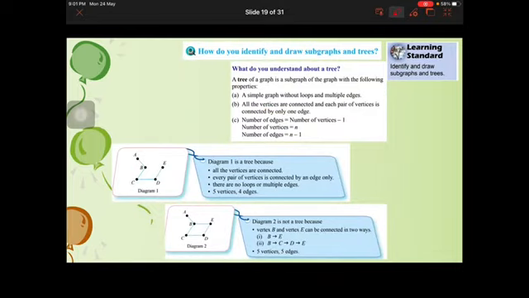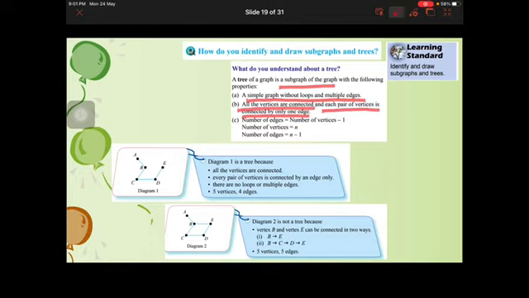Now how about tree? This is now subgraph, and this time is tree. A tree of a graph is a subgraph of the graph with the following properties. A simple graph without loops and multiple edges. Okay, it must be a simple graph for a tree. All the vertices are connected, and each pair of vertices is connected by only one edge. No multiple edge. Okay, only one edge. That is why it must be a simple graph.